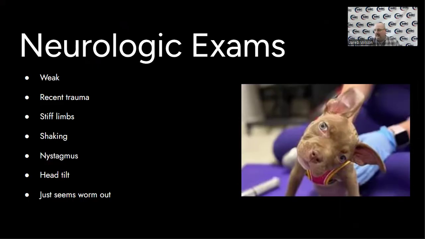Right? Neurologic issues. So this dog comes in. Obviously, this guy has a head tilt. He's weak. He recently had trauma. He was hit by a car. Initially seemed okay, but now he's having some issues. Really stiff limbs, seems to be shaking quite a bit, and he has nystagmus. So when you look at the eyes, his eyes are twitching back and forth, left to right. Obviously, he has the head tilt there, and he just seems worn out. Doesn't have much energy to do anything.